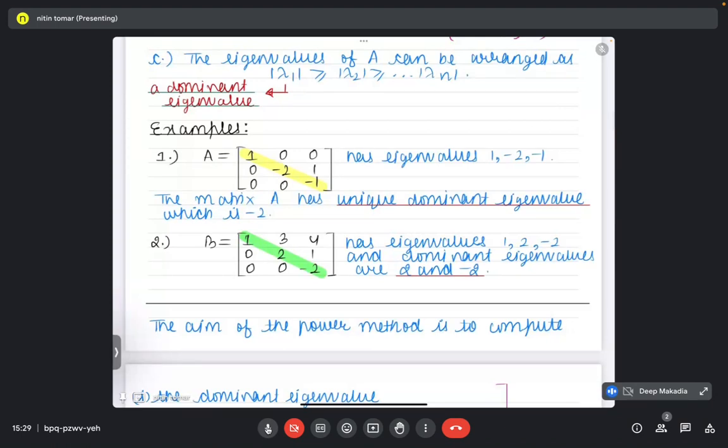Now clearly this has eigenvalues because it is an upper triangular matrix, so it has eigenvalues 1, 2, minus 1, 1, minus 2, minus 1. In this case, the matrix A has a unique dominant eigenvalue, and what is it? It is minus 2.